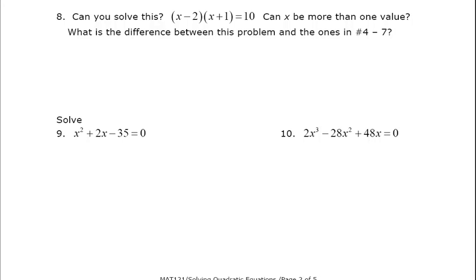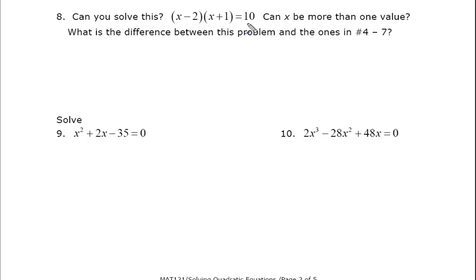So number 8 is a little bit trickier, but if you put in some numbers and tried them out, you should have been able to come up with the right answer. However, that's just kind of throwing numbers in, and we need to be a little bit more mathematical about things. So, what's different about this problem than the ones in 4 through 7?